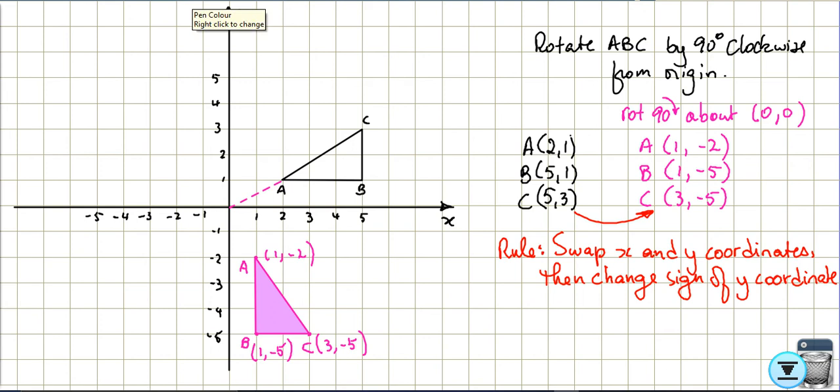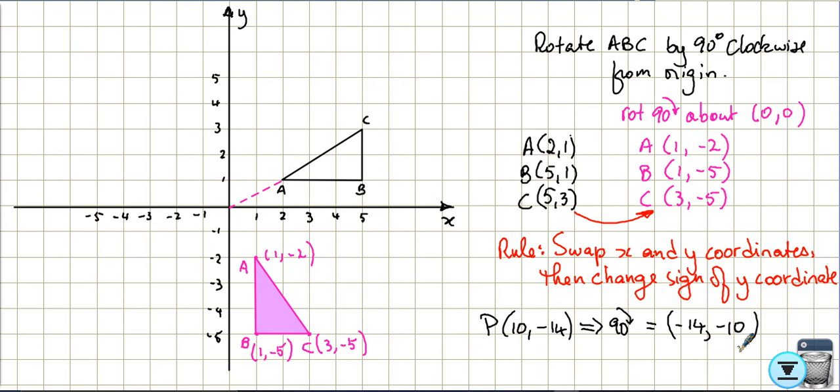For example, if I have the point 10, minus 14, and I need to rotate that point 90 degrees clockwise from the origin, my result will be swap coordinates, so minus 14, 10, then change sign of y coordinate. So the result would be minus 14, minus 10. Okay, so this is rotation 90 degrees clockwise from the origin.